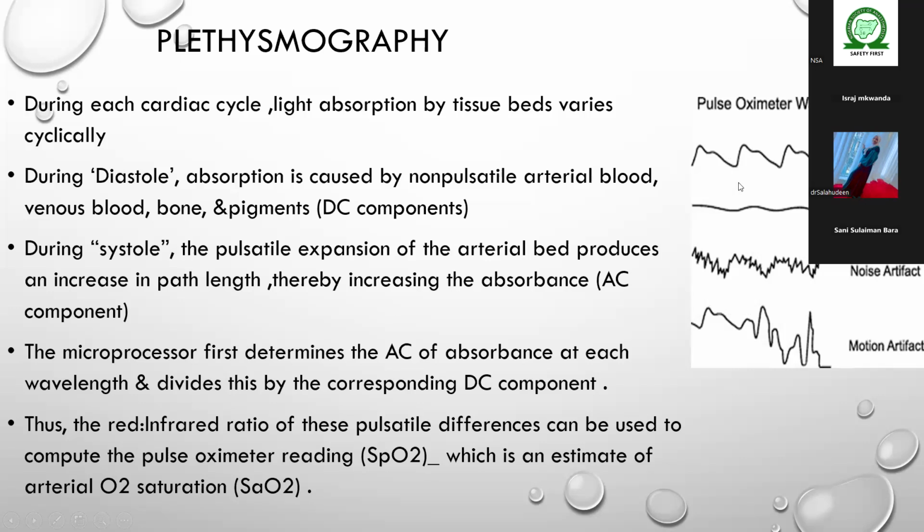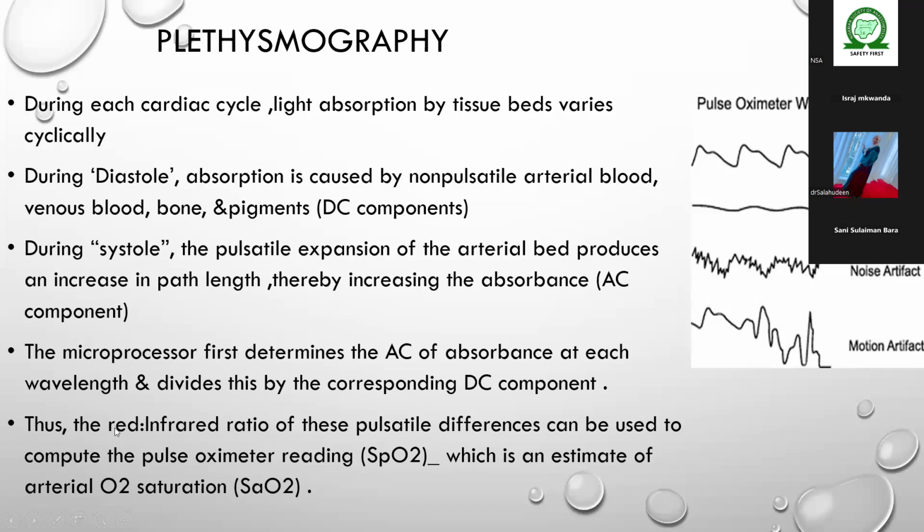We call this alternating current because it keeps changing as cardiac output, systole coming, the pulse, the plate also changes in amplitude. So by the time we're having heights of this kind of amplitude, we say, okay, patient is perfused or normal signal. So the microprocessor will determine this alternating current, this pulsatile, continuously changing current of absorption at each wavelength and divides it by the corresponding static non-pulsatile components.